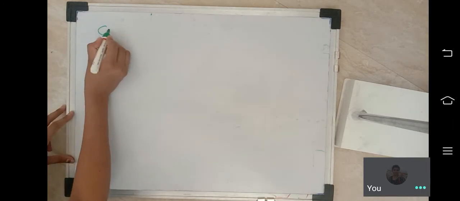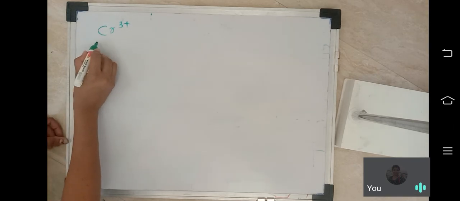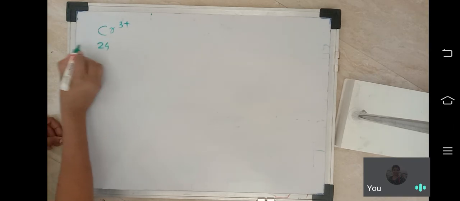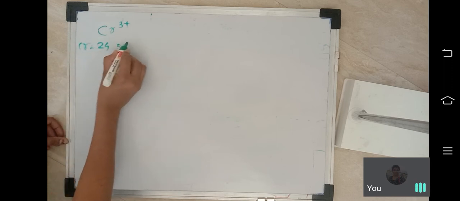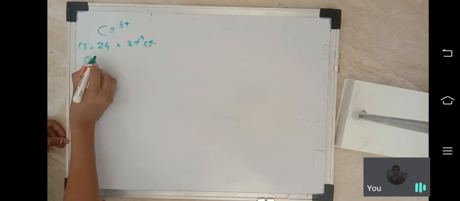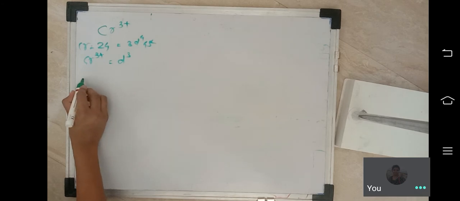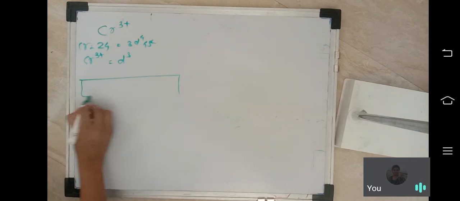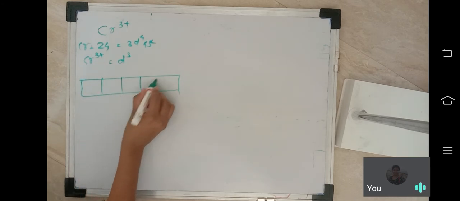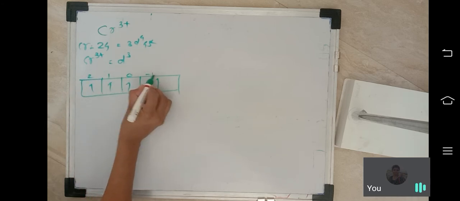Then we see chromium 3+. The atomic number of chromium is 24. Okay, chromium is 3d5 4s1. Here chromium carries 3+, so a d3 system is present. You just fill the electrons in the d orbitals: 1, 2, 3. Then 2, 1, 0, minus 1, minus 2.